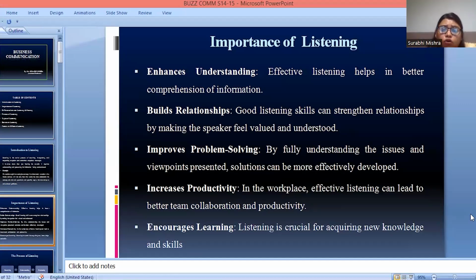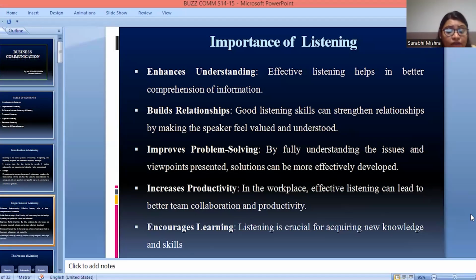If you are not consciously listening to a person, then you might not get to understand what they are saying. So to understand it properly, in the manner they want it, you have to first listen to them very carefully without any disturbances, right? So by understanding it carefully, the issues and viewpoints can be presented, and therefore it may help in solving a particular problem. Next, increases productivity.